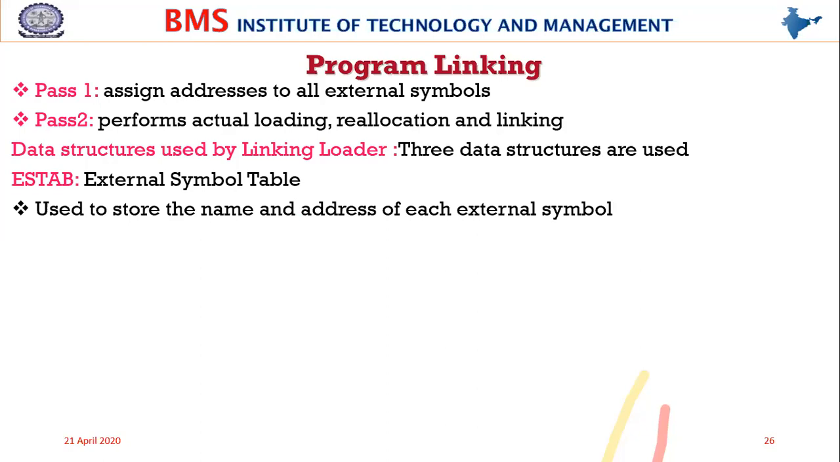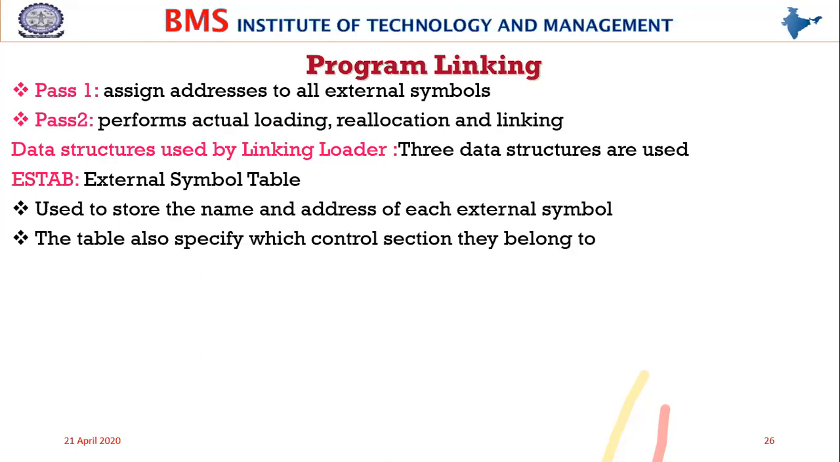One symbol may be an internal symbol for a particular control section, which, when used in another control section, will become an external symbol. So a single entry for each symbol will happen. Okay, the table specifies which control section they belong to. Yes, of course. The second one we have is the program address.